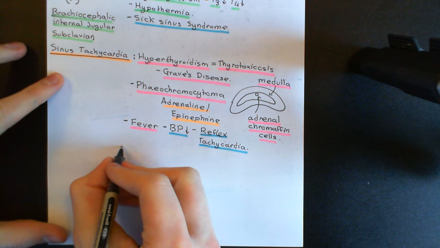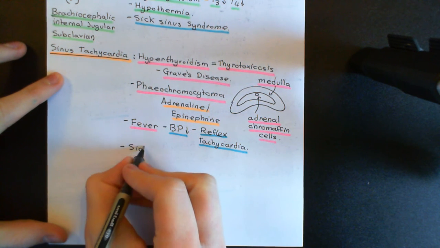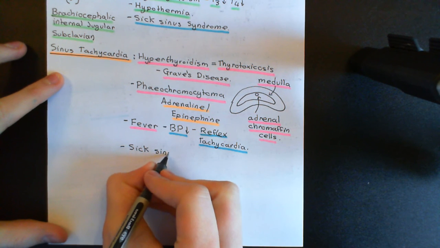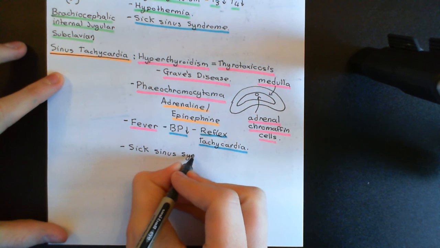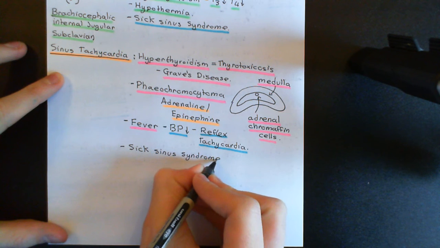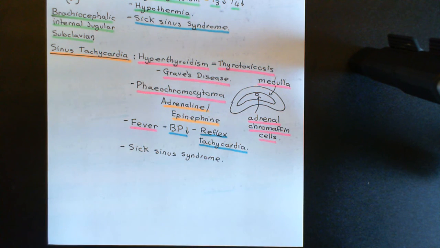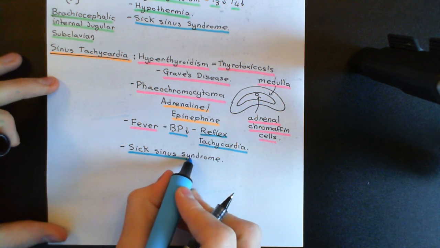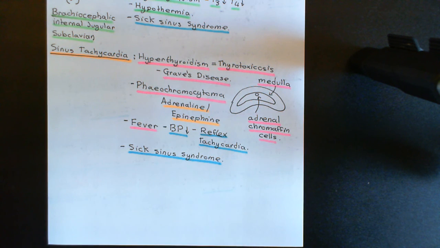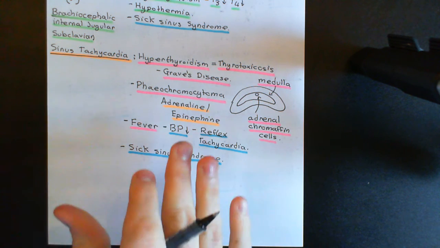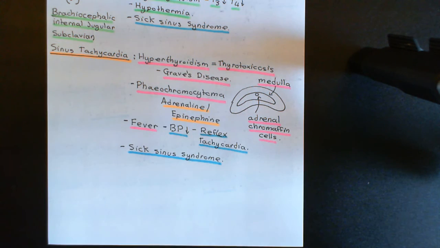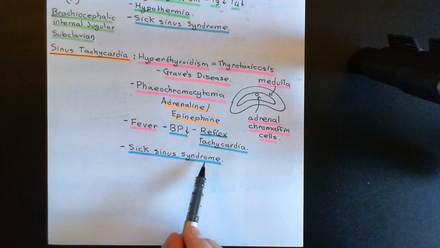And the final thing to add on to this list, of course, is sick sinus syndrome again. So an actual problem with the sinoatrial node. Sick sinus syndrome. So all of those things can cause sinus tachycardia. Let's now actually talk about sick sinus syndrome in a little bit more detail, because we've seen it now in the case of sinus bradycardia and sinus tachycardia, and then we'll talk about what the treatment options for sinus tachycardia actually are.